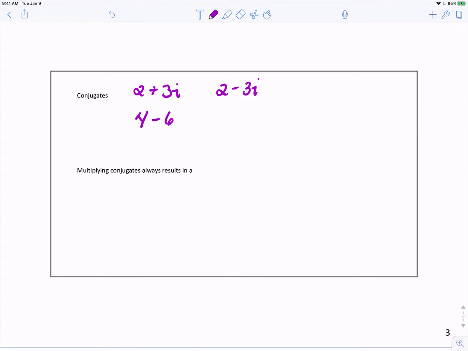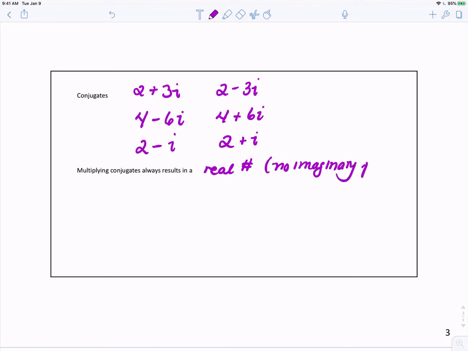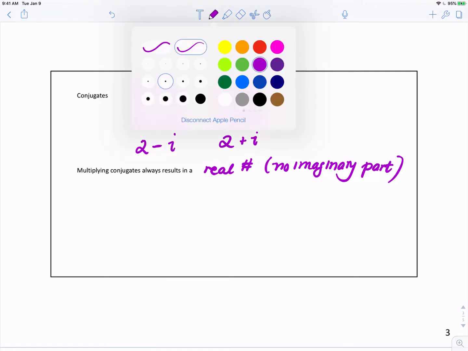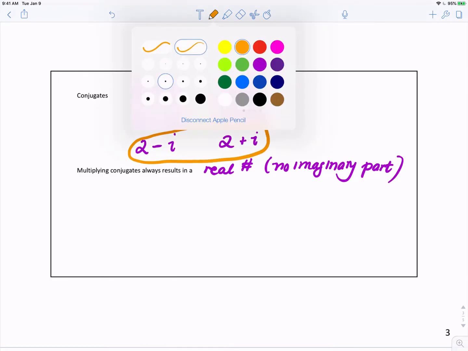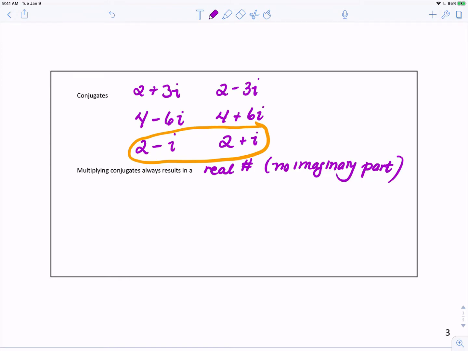4 minus 6i, its conjugate would be 4 plus 6i. One more. 2 minus i, its conjugate would be 2 plus i. And multiplying conjugates together always results in a real number with no imaginary part. Let's multiply a pair of these together so we can see that. So let's take this last pair here, and we're going to see that our result is going to be a real number with no imaginary parts.